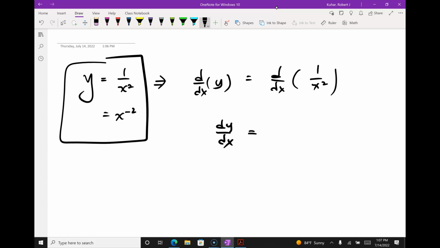Shortcut it for me? Yeah, negative 2 over x cubed. Yes, negative 2 over x cubed, right? I'm bringing down the exponent as a coefficient. Then I'm reducing my exponent by 1. This is called the power rule.